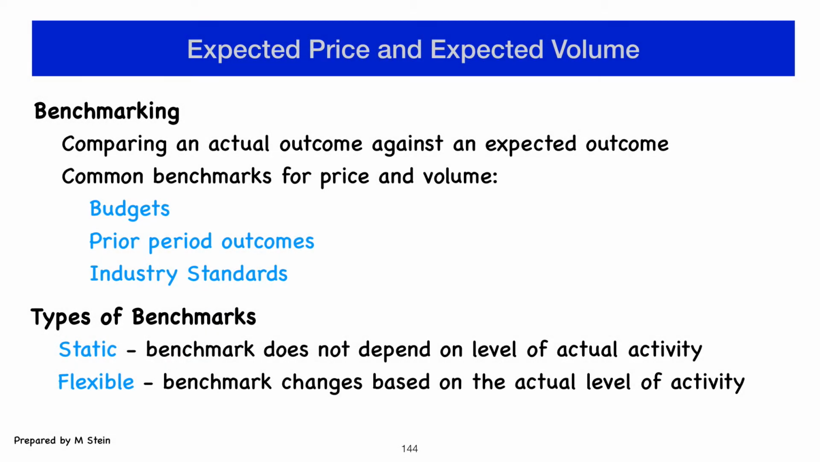Variance analysis is a type of benchmarking in which actual outcomes are compared against expected outcomes. We use two types of budgets to benchmark results: a static benchmark, where the level of activity does not vary with the actual level of activity, and a flexible benchmark, where the level of activity is allowed to change with the actual level of activity.